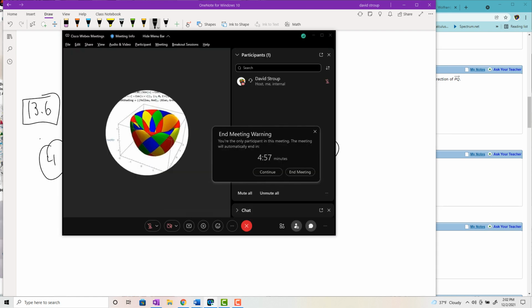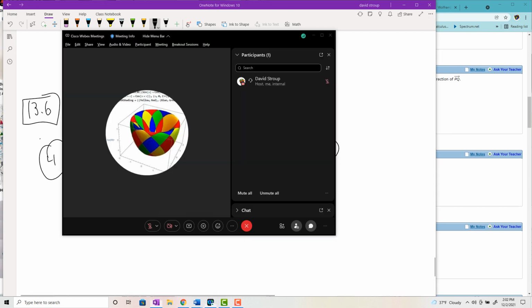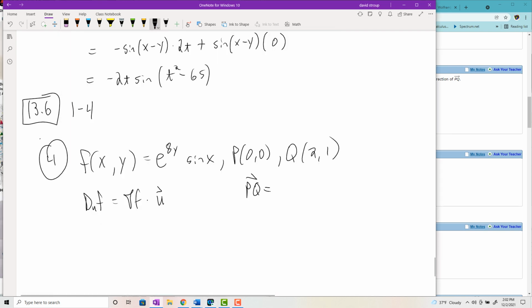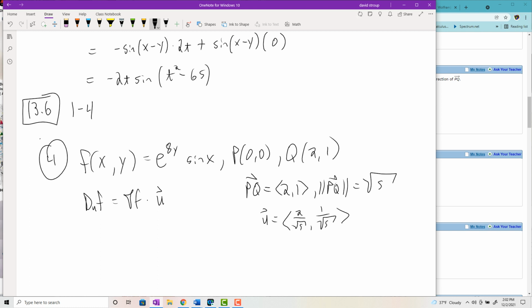PQ is going to be (2, 1), but it needs to be a unit vector. So I need to find the magnitude. It's going to be the square root of 4 plus 1, which is 5, and so the unit vector is going to be (2 over square root 5, 1 over square root 5), and then I need the gradient of f evaluated at (0, 0), of course, but we'll just get the gradient first.